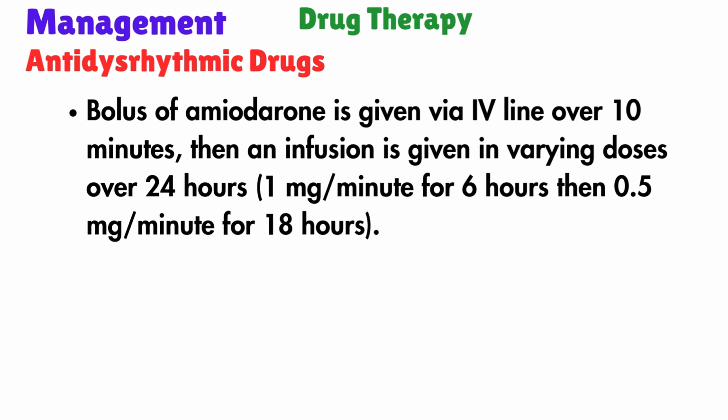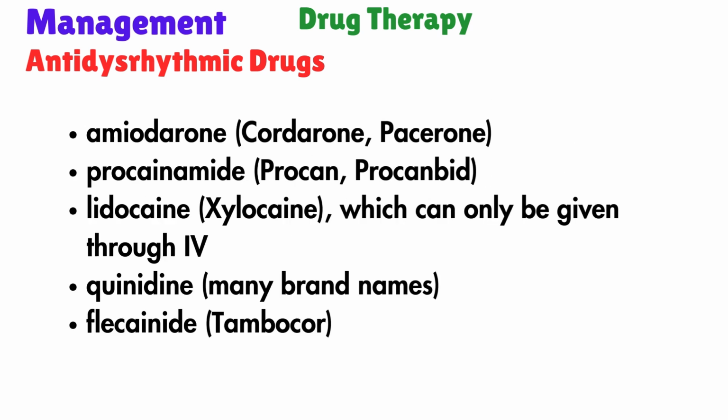A bolus of amiodarone is given via IV line over 10 minutes, then an infusion is given in varying doses over 24 hours. 1 mg per minute for 6 hours, then 0.5 mg per minute for 18 hours. Examples of anti-arrhythmics are amiodarone, procainamide, quinidine, lidocaine, flecainide.